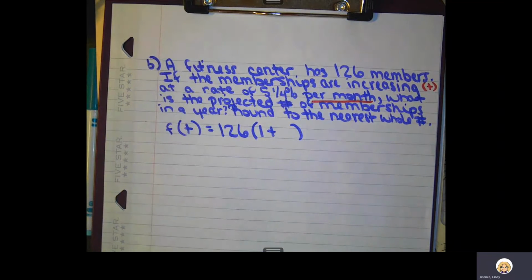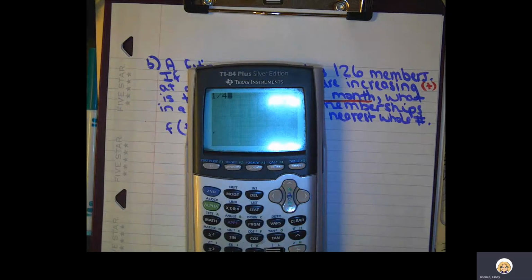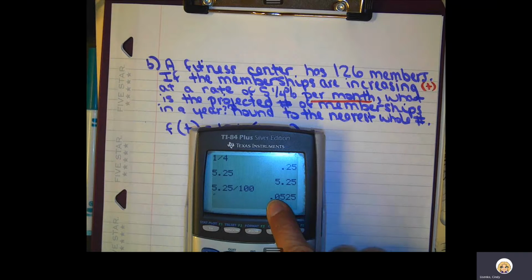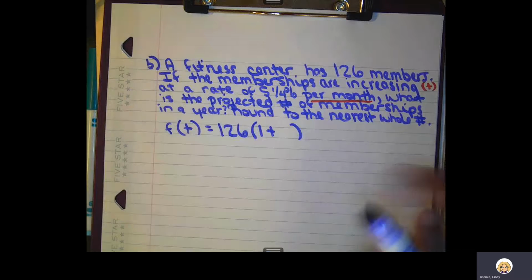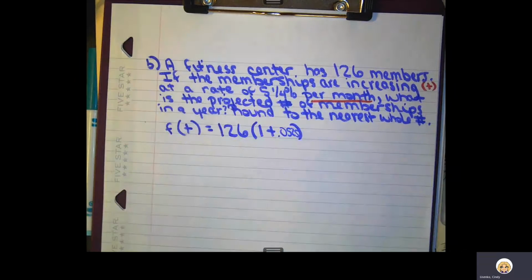We need to change that to a decimal. So 5.25, a quarter is 0.25. So I'll just show you where I got that from. So a quarter is 0.25. So that means we want 5.25. So if we want that as a decimal, we're going to divide that by 100. So 5.25 divided by 100. Make sure you have that 0 after the decimal. So we're going to change our rate to this as a decimal, 0.0525, to the t power. There's our equation.